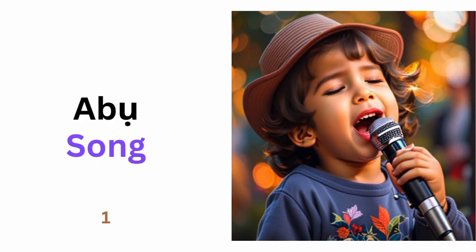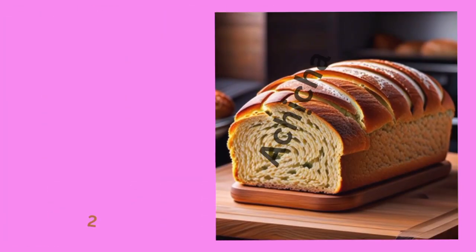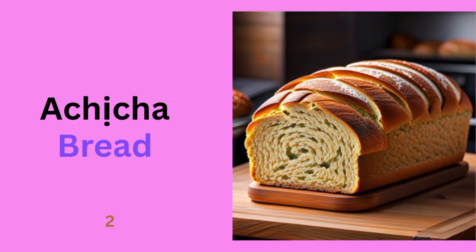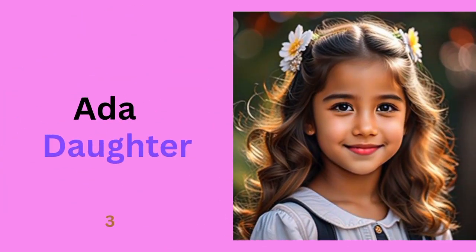The first word we have is abo. Remember to pronounce it properly. Abo, song. Number two, achicha. Achicha, bread. We'll move on. Number three, ada. Ada, daughter.